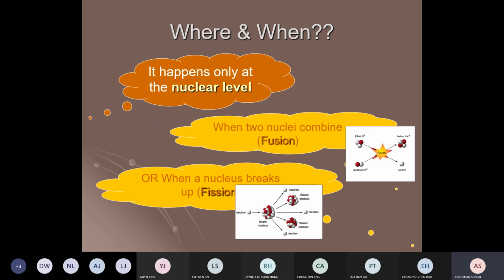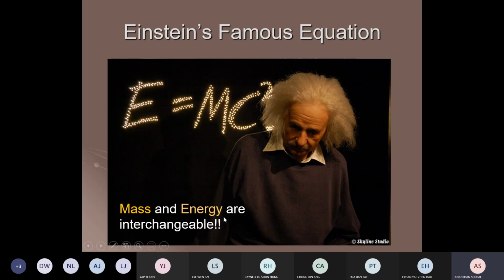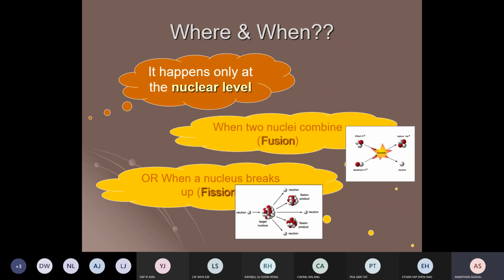When mass is destroyed to become energy or energy changes to mass, when the mass disappears, it happens of course at the nuclear level, at the nuclear stage. Nuclear reactions have two types, fusion and fission, where the mass is destroyed.